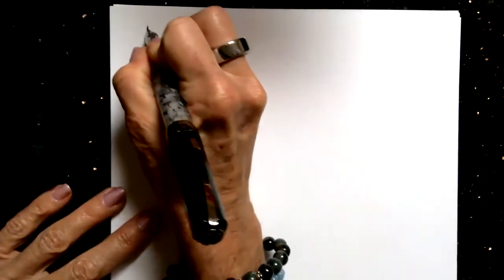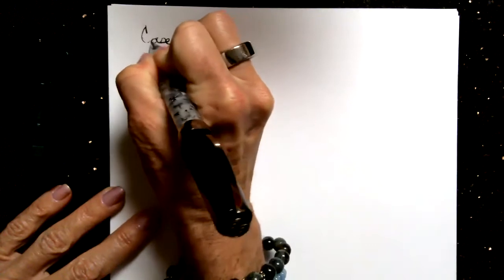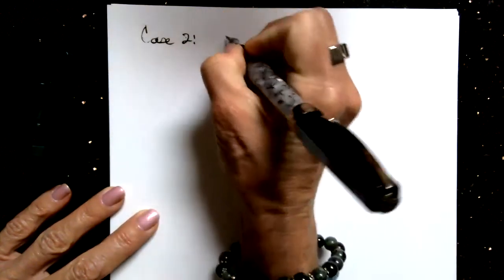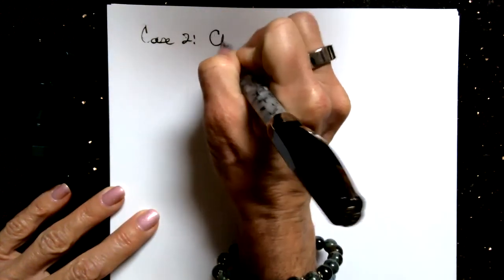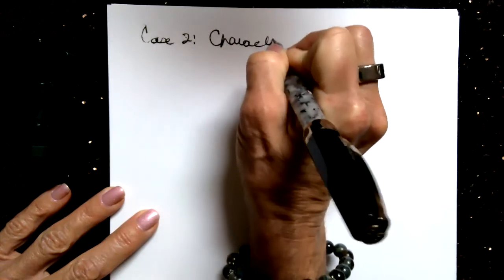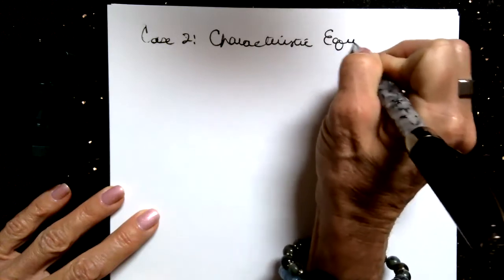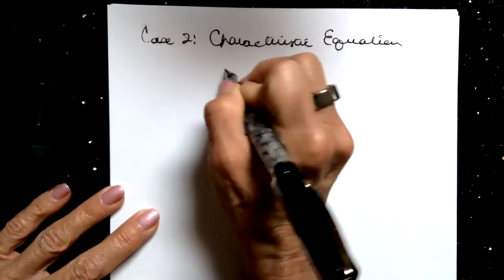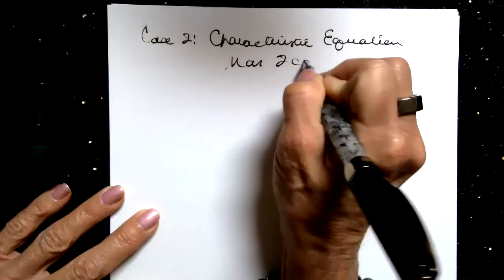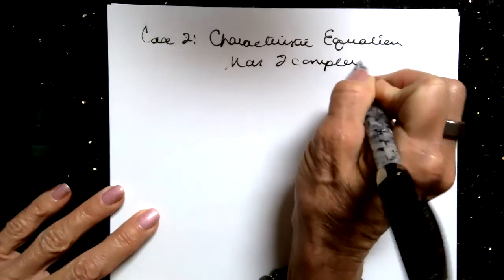Okay, hi everyone. We're going to continue our solution of second order constant coefficient homogeneous equations by looking at another case. This is what we call case 2, and it is when the characteristic equation has two complex conjugate roots.